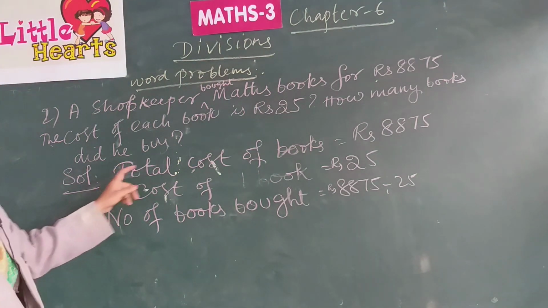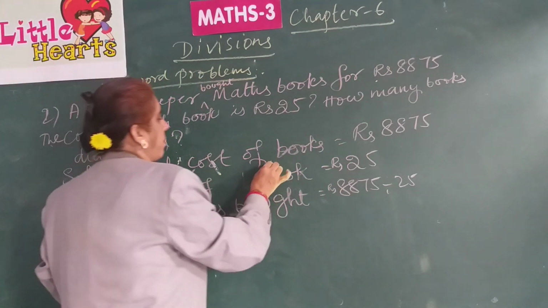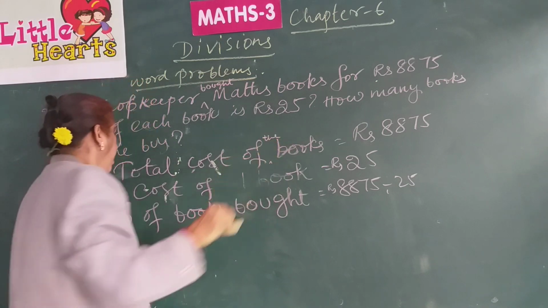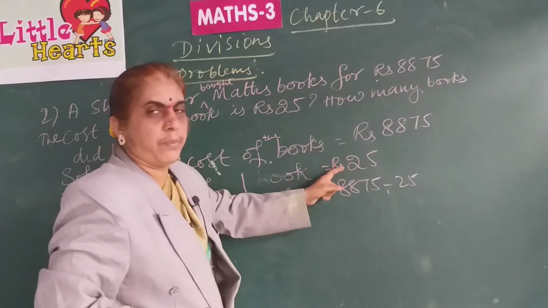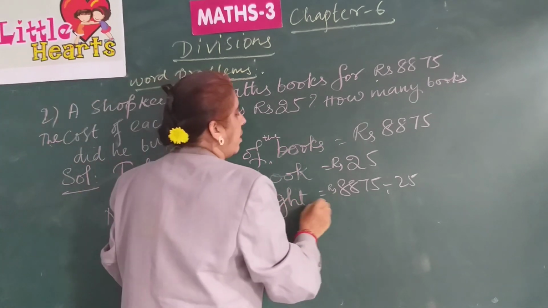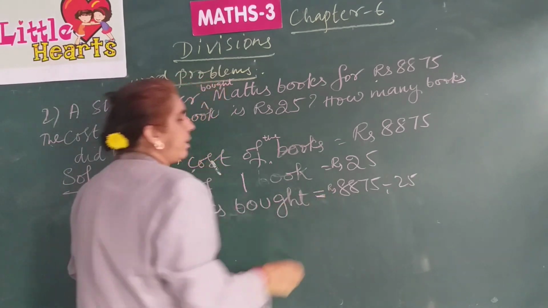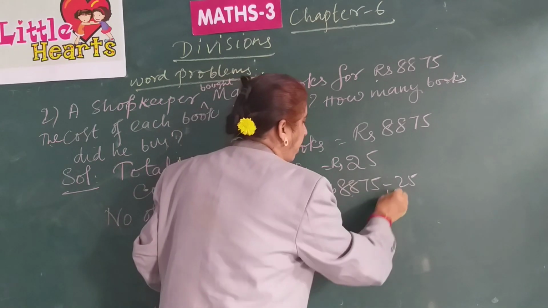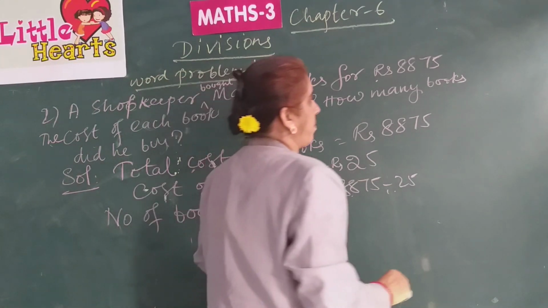So what is given? Total cost of the books, rupees 8,875. Next, cost of one book, rupees 25. These two are given. What you need to find out? Number of books bought. So for that you need to divide the total cost by the cost of each book. So let us divide now.